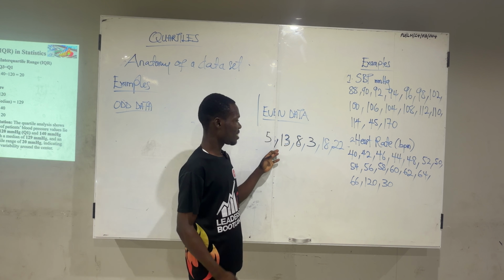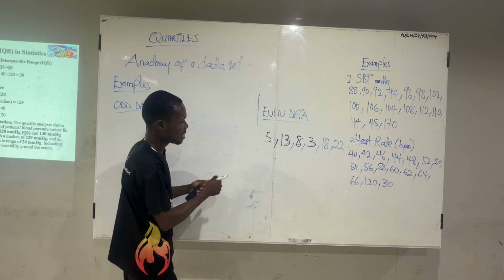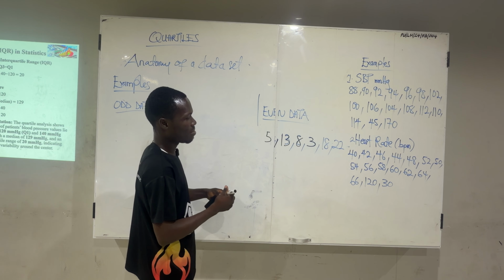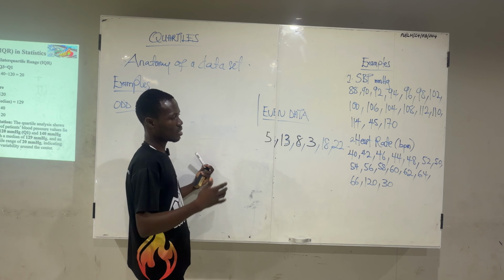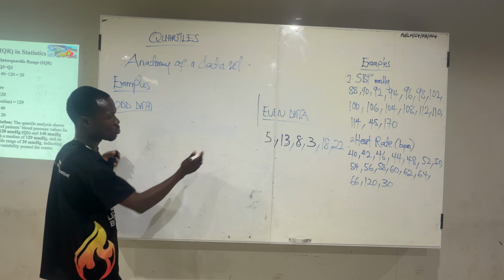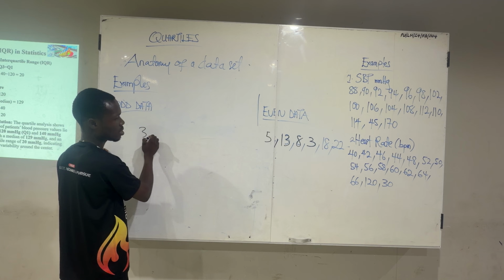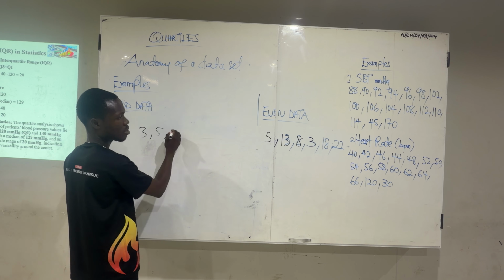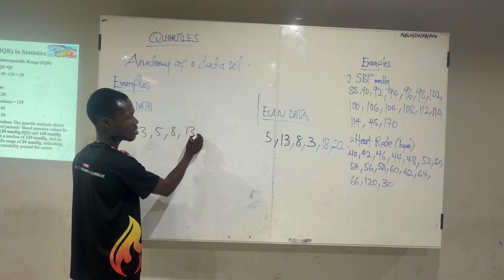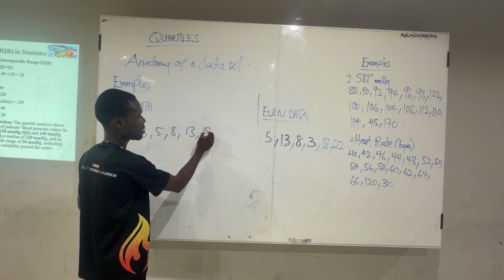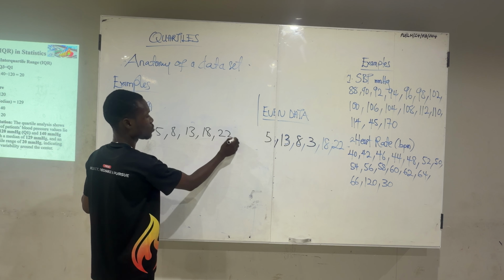We have to rearrange the data. In rearranging the data, if you want to rearrange it, you can just look at your lowest number and then the highest number so that it will guide you with the rearranging. So it starts from 3, 5, we have 8, we have 13, then we have 18, we have 22.